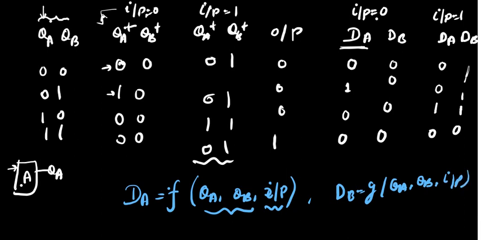So for this, the best way is to form a K-map. So design K-map for DA.